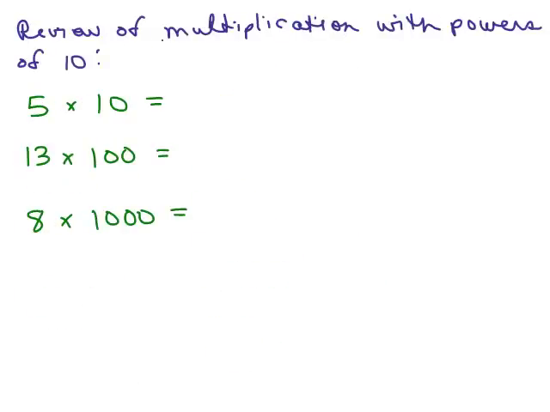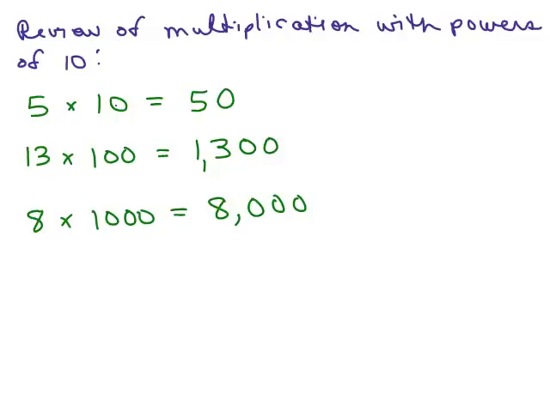Let's quickly review multiplication with powers of 10. So see if you can do these three quickly. All right, 5 times 10, if you multiply that out, we have 50. 13 times 100 is 1,300, and 8 times 1,000 is 8,000. Now here's the easy way to do it.